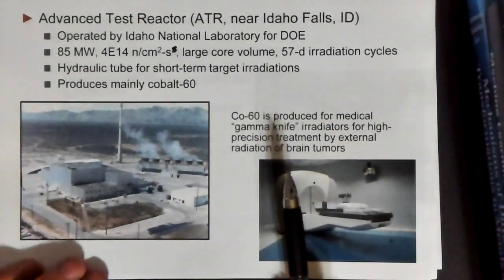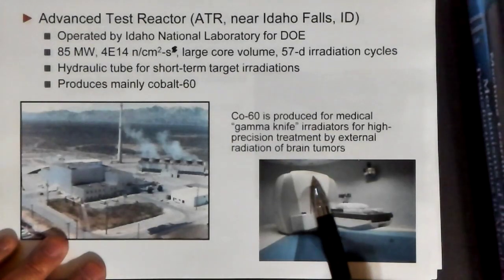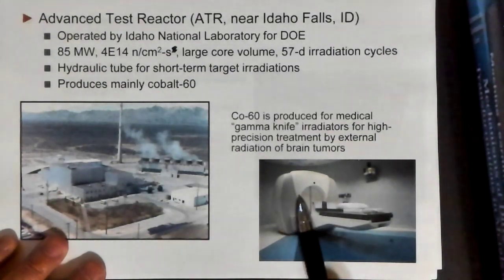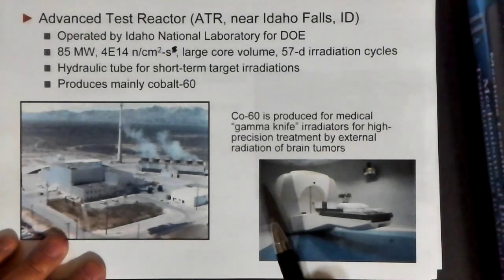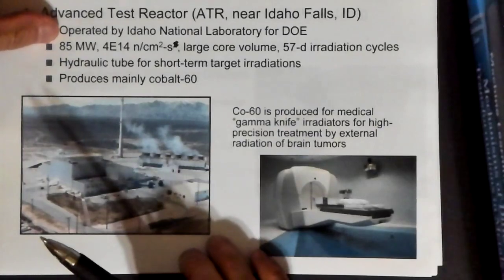So remember, we talked about cobalt-60 as being used as the source of gamma rays, producing gamma rays coming from all different directions to try to kill a tumor by focusing the gamma rays all on that tumor and trying to limit the damage to the surrounding tissue. Here's a picture of the facility at Idaho Falls.